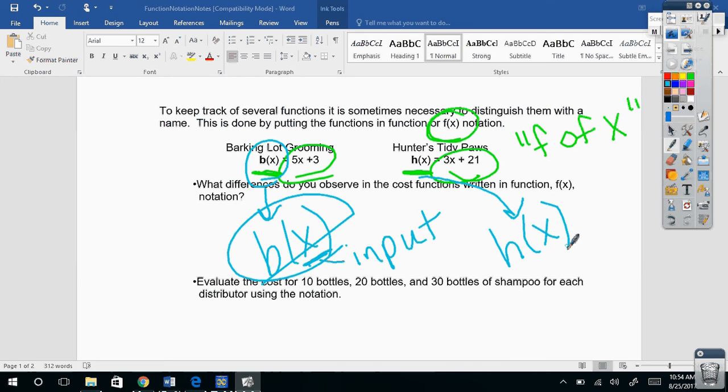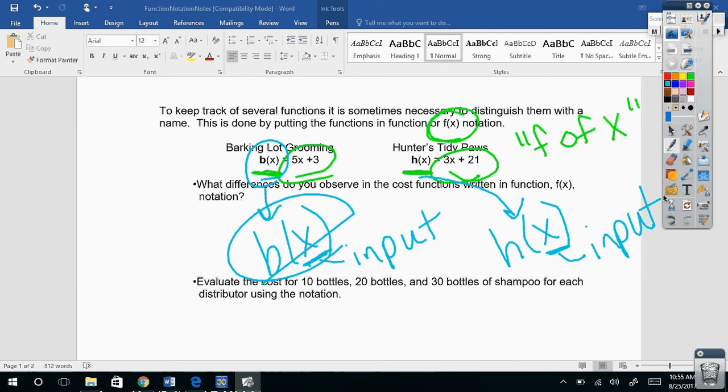f of x, h of x, and g of x are our most common function notations, but any of them can be used. All right, so input again. Does that make sense to everybody? Are you sure? So x is the input, the whole thing is the output.